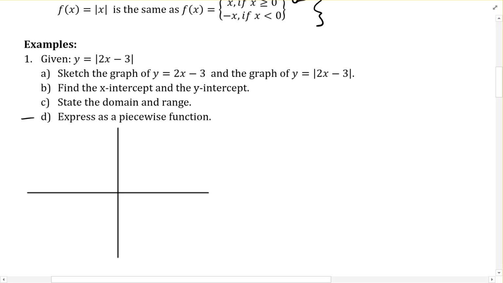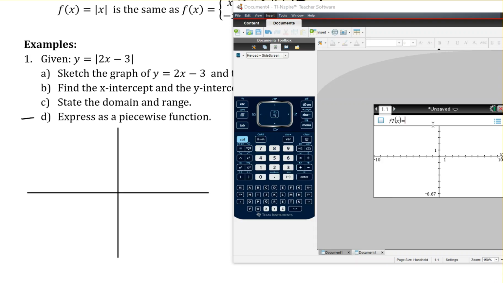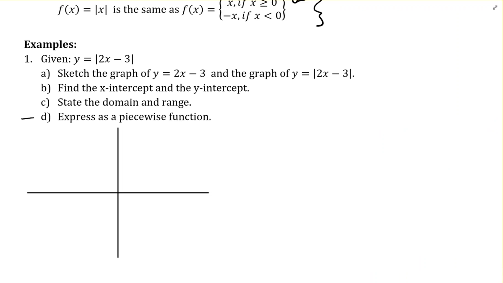So part A says sketch the graph of y is equal to x minus 3, so no absolute value bars, right? So there's nothing on there. And then y is equal to the absolute value of 2x minus 3. So both of those in your calculator. So I'm going to open up a new graphing window, and I'm going to go 2x minus 3. Enter. And it's going to be a straight line looking something like that, right? So what I'm going to do right now is just sketch that. So that's what the original function without being an absolute value would look like.